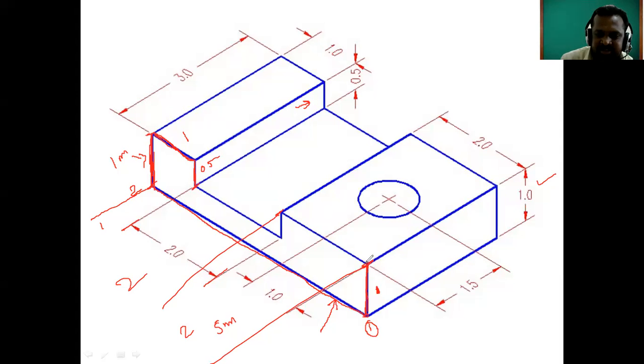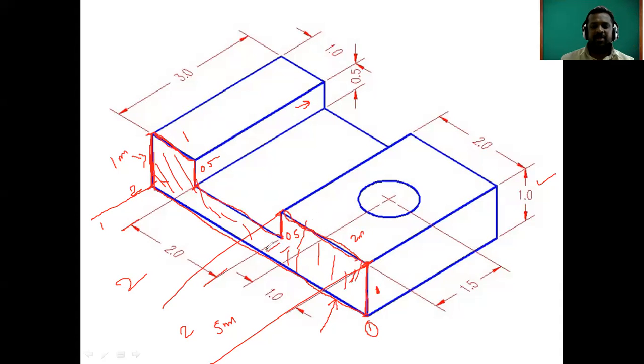Then again we have to start from this point. This distance is given. What is this distance? It is 2 mm, which means we can easily draw this horizontal line. Again tell me, what is this distance? Again it is 0.5. Okay, now we are here. Now we can easily join this line. In this way we can easily draw this portion.